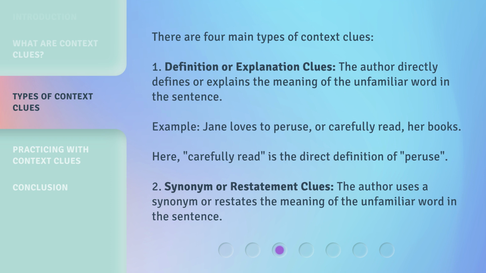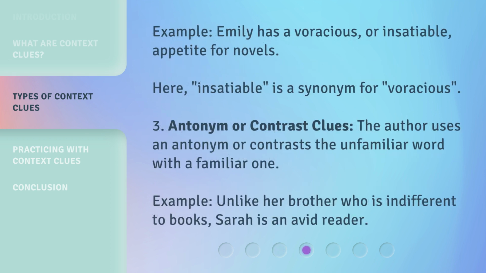2. Synonym or restatement clues. The author uses a synonym or restates the meaning of the unfamiliar word in the sentence. Example: Emily has a voracious, or insatiable, appetite for novels. Here, insatiable is a synonym for voracious.